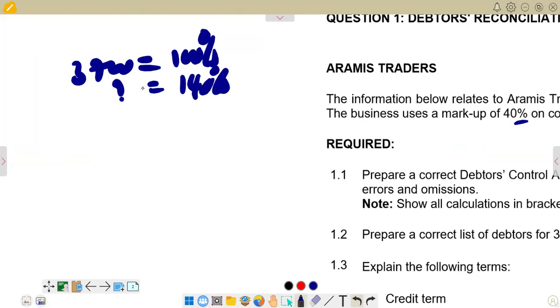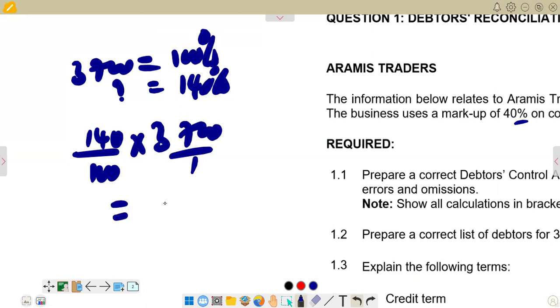So we can just make a simple calculation there. 140 is the one that we want, so we put it as a numerator. What we have is 100%, we're given 3,700, so we make 100% the denominator. Then we multiply by the given figure, which is 3,700. So we calculate it as such. You're going to get a figure of 5,180. So this is the figure that we have as our selling price.